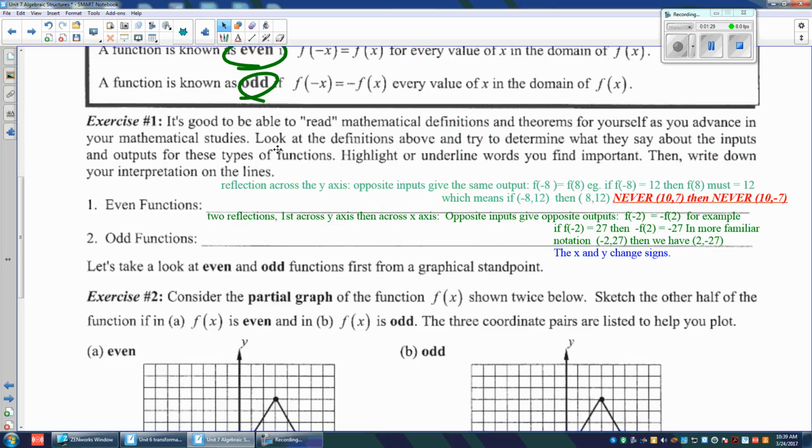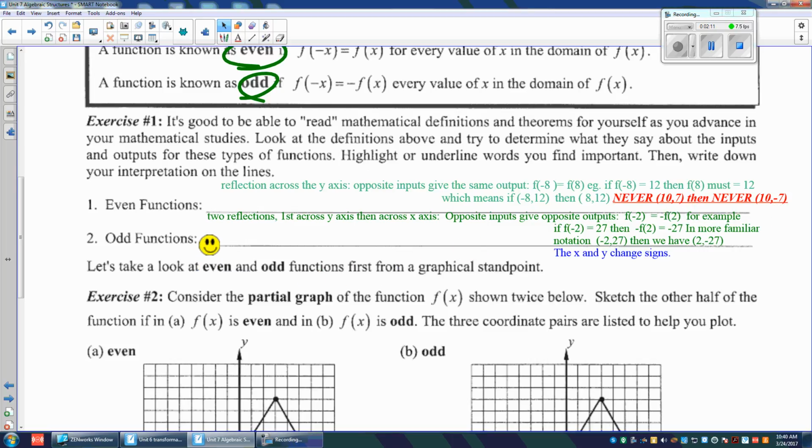A reflection across the y-axis. What does that mean? Opposite inputs give the same output. So if we input negative 8, it equals the output of input 8. For example, if negative 8 has an output of 12, then 8 must have an output of 12. You understand that if negative 8 has an output of 12, then positive 8 has to have an output of 12. And simply, it means the point negative 8, 12 has to go with 8, 12. Never 10 and 10. Those would be the same x's having different outputs. No, that isn't what it means.